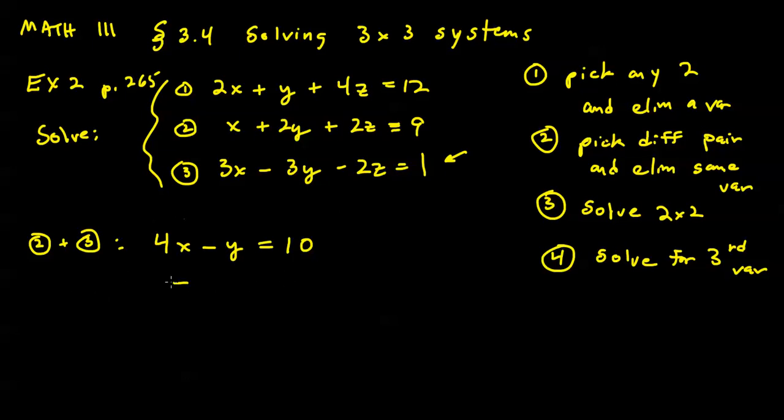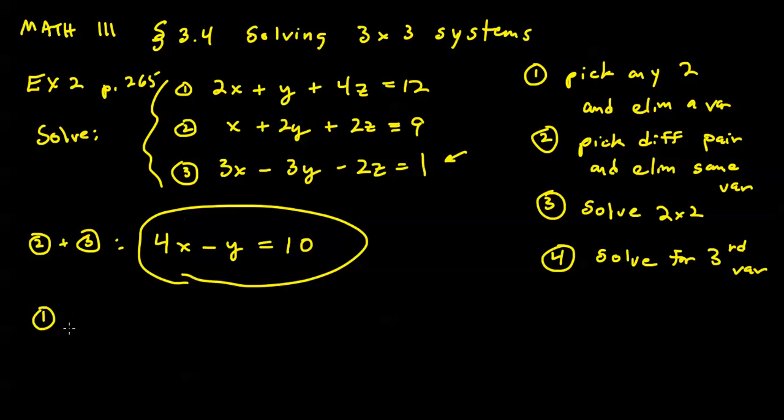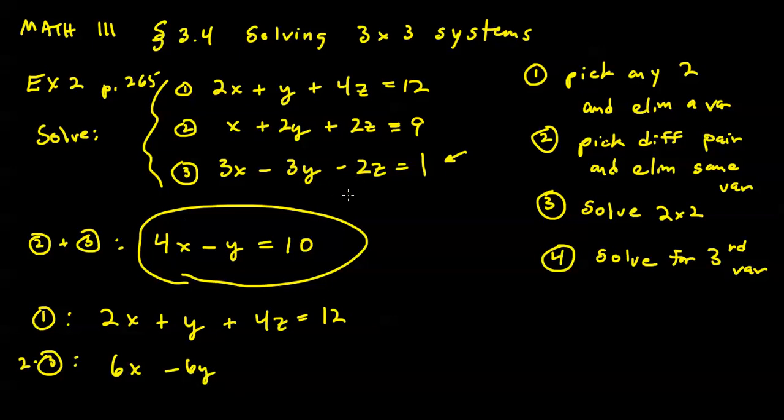Let me leave this aside for now. Circle that. If I take equation 1 and add that to 2 times equation 3, I will eliminate that same z variable. Let me show you what I'm talking about here. I'll take equation 1, 2x plus y plus 4z equals 12. And I take 2 times equation 3. 2 times 3x is 6x. 2 times minus 3y is minus 6y. 2 times minus 2z is minus 4z. And 2 times 1 is 2.